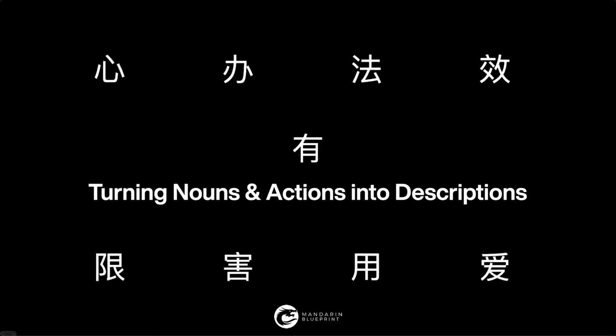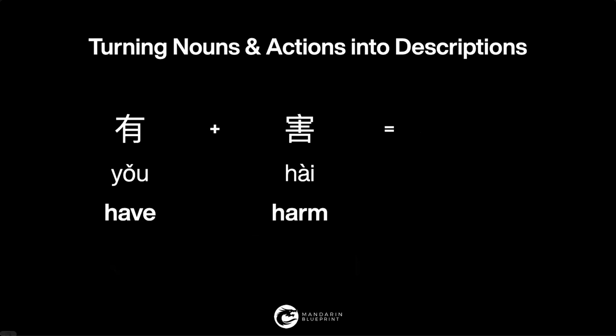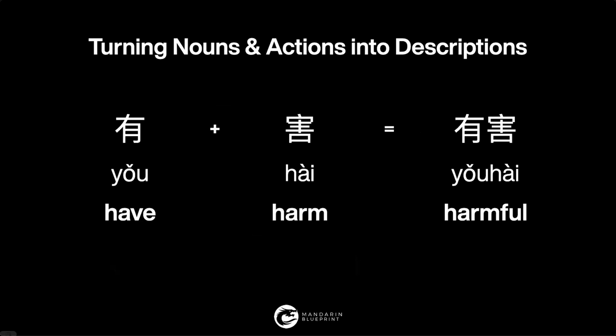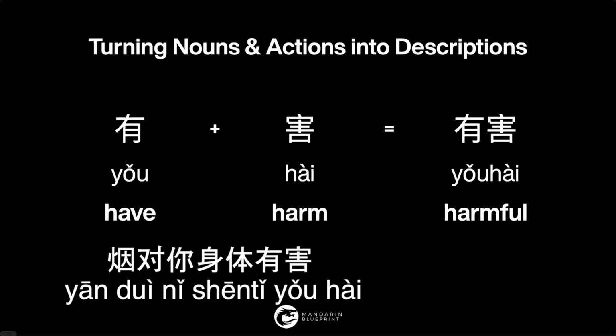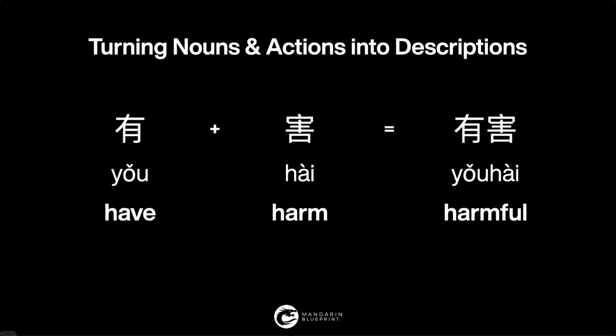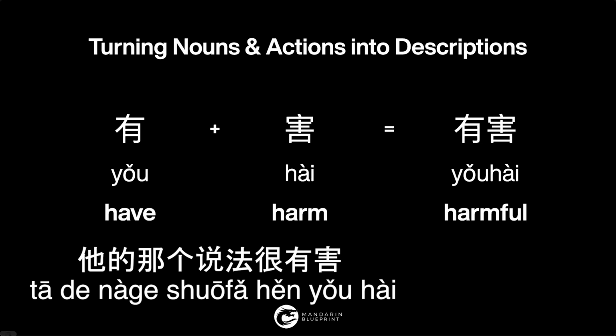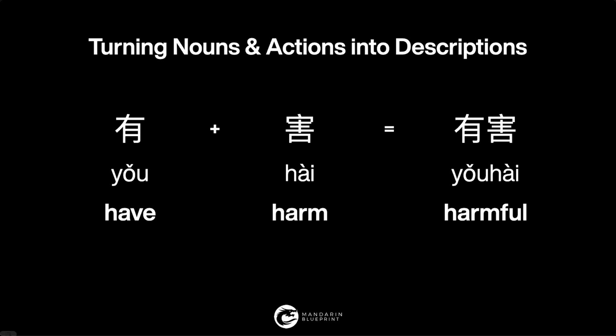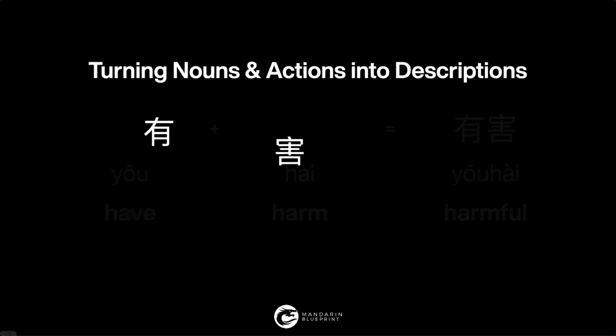Now let's give you a few verbs. So all of those were nouns. So it was 有 plus a noun to create an adjective. Well, 害, this means to harm, right? So if I say 有害, has or have to harm, it means harmful. 有害. 烟对你身体有害. That means smoking or cigarettes are harmful to your body. In Chinese, you would say cigarettes towards your body harmful, but same idea there. And so 他的那个说法很有害, right? Like his way of speaking is very harmful.